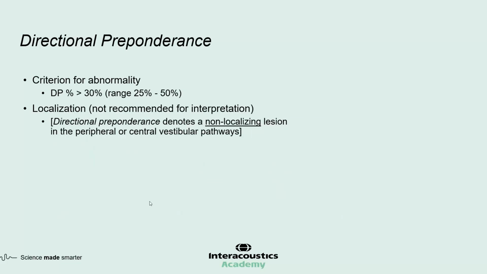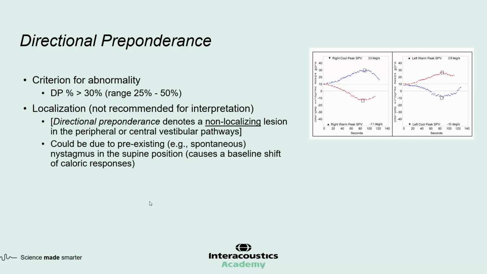So directional preponderance, most people use 30% as an abnormal limit. Again, in terms of localization, it doesn't have any localizing value, and again, I personally just look at the spontaneous nystagmus rather than looking at the directional preponderance.